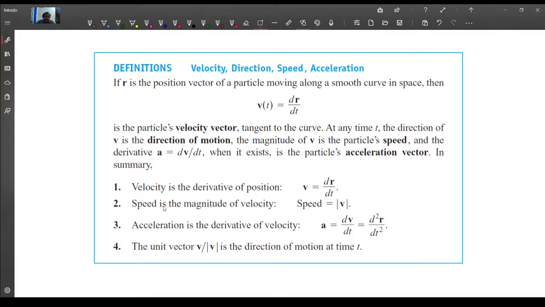In summary, velocity is the derivative of position, that is v is equal to dr by dt. Speed is the magnitude of velocity, that is speed is equal to modulus of v. Acceleration is the derivative of velocity, that is a is equal to dv by dt, that is equal to d square r by dt square. And the unit vector v by modulus of v is the direction of motion at a time t.